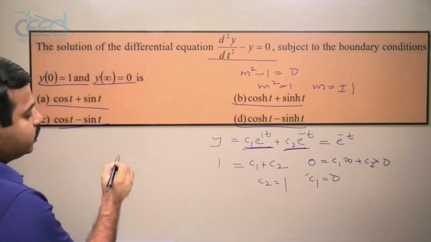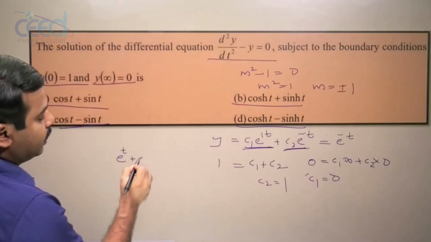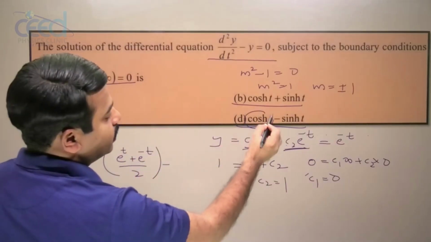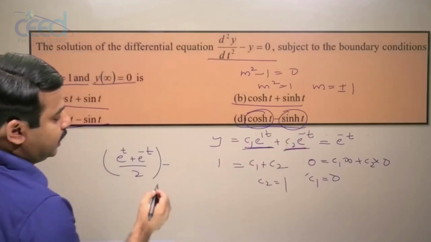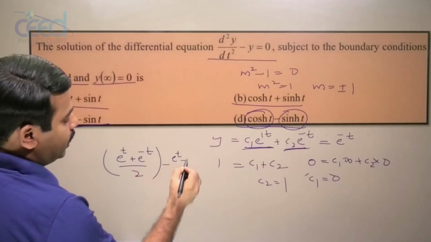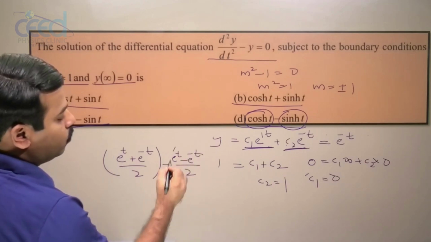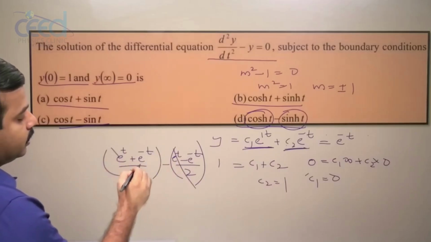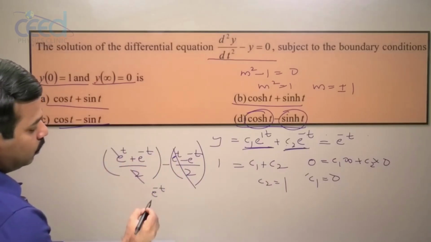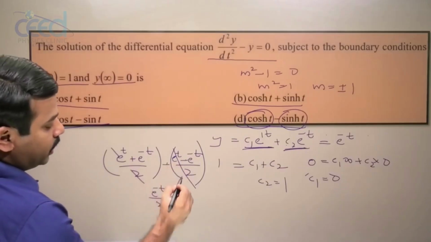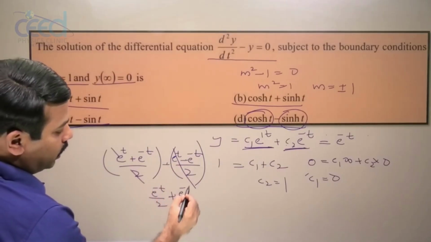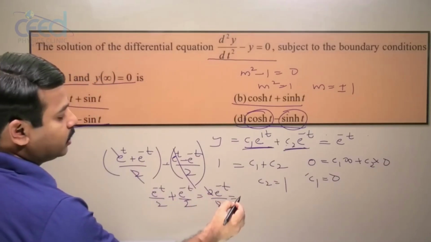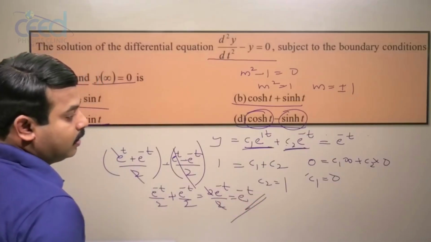See, you know that cos ht is e raised to t plus e raised to minus t by 2, right. Minus what is sin ht? That is e raised to t minus e raised to minus t divided by 2, right. Now this cancels, minus minus, this is e raised to minus t by 2, minus of minus is plus, that means again e raised to minus t by 2, that is 2 e raised to minus t divided by 2, the 2s cancel, e raised to minus t, right.